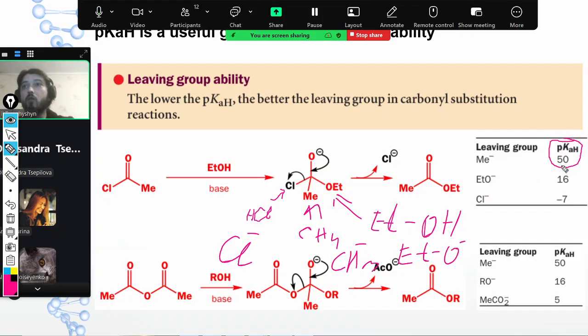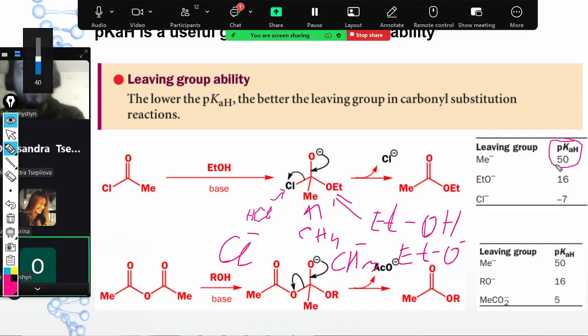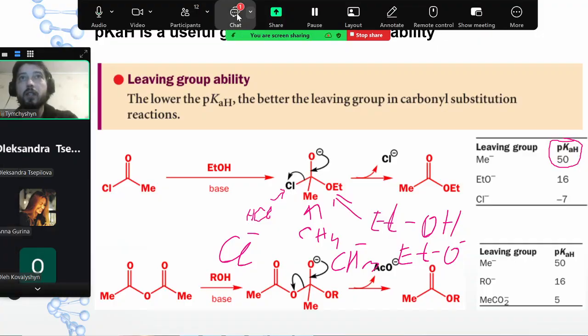Now tell me, what does it mean? So if pKa is very high, does it mean that the group is quite stable in the solution, or does it mean the opposite, it is quite unstable? Unstable. I'm sorry, I didn't hear. That means it's more unstable in solution? Yes, that means that this group is unstable.